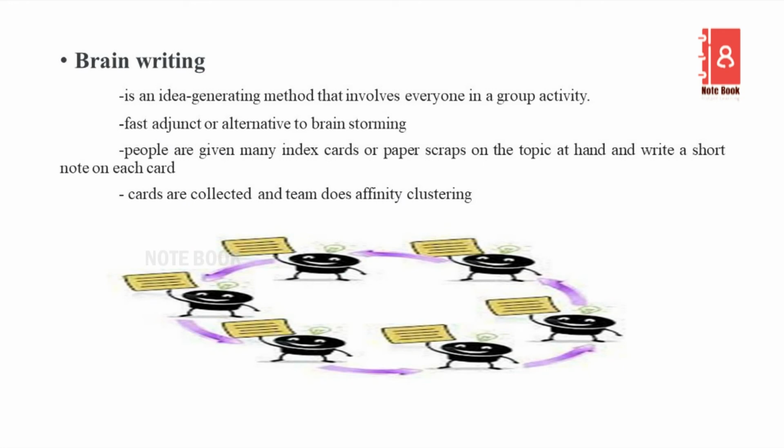Brainwriting. Brainwriting is also another agile requirement practice. Brainwriting is a technique similar to brainstorming, but here the people are given many index cards or paper scraps. On the topic at hand, for example the requirements tasks, they write a short note on each card as the ideas emerge, and then the cards are collected and the team does the affinity clustering. You can see the image of how brainwriting happens.